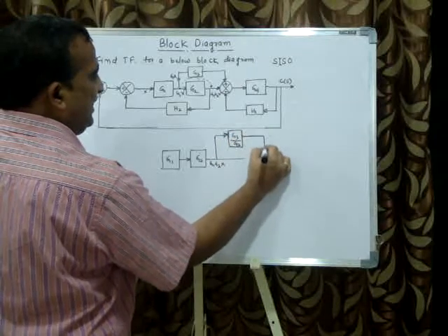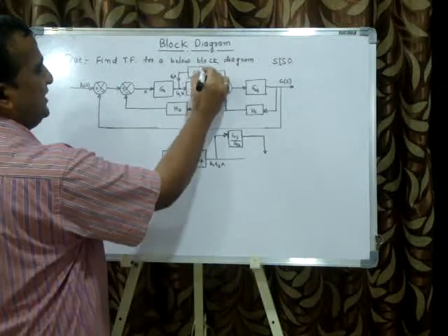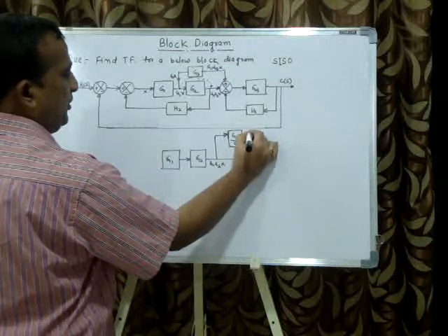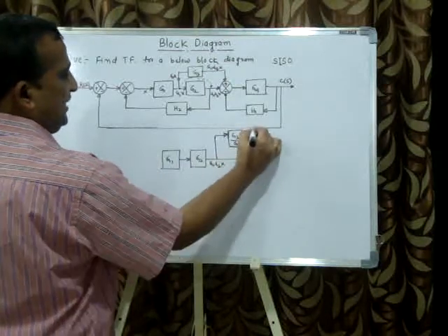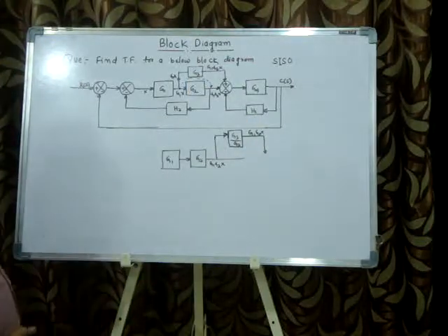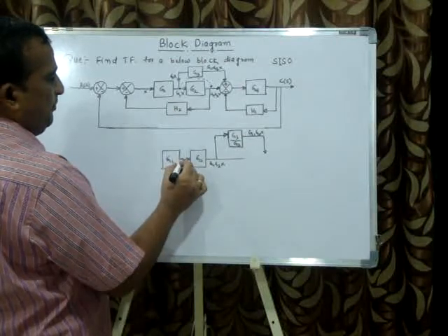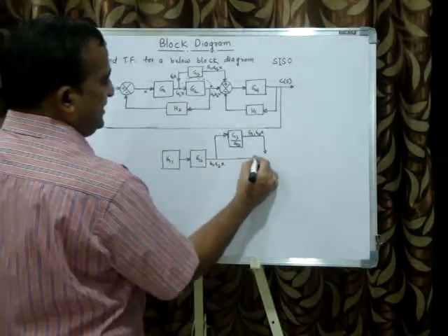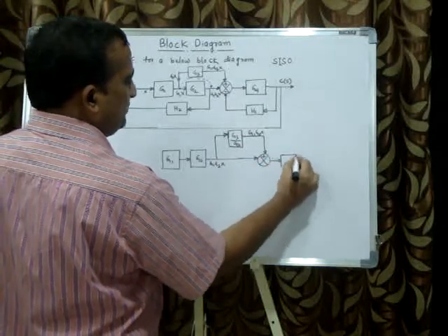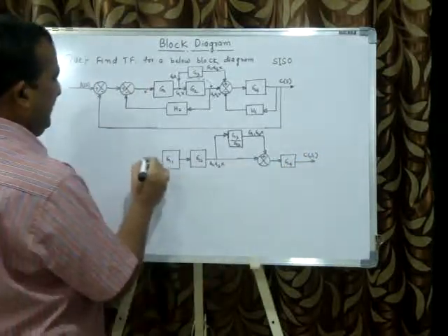So definitely the input becomes G1, G2, but the output is now G1, G3X. Here also the output becomes G2, G2 cancel, G1, G3X, same output here and here. You only have to divide by G2 here, because you are shifting the take-off point from this to this side. This is the modification, and this is a plus, and G4 and C of S.